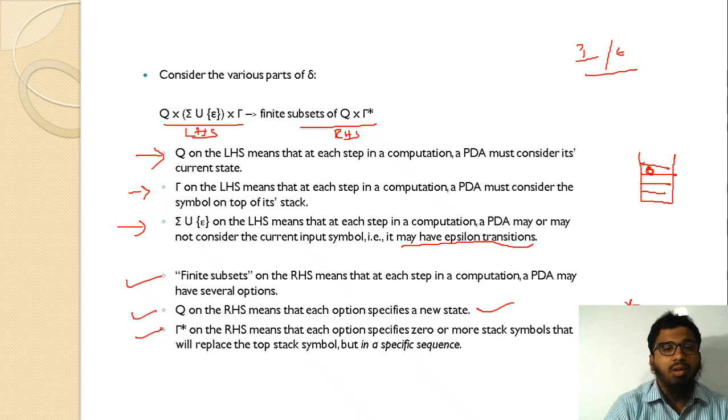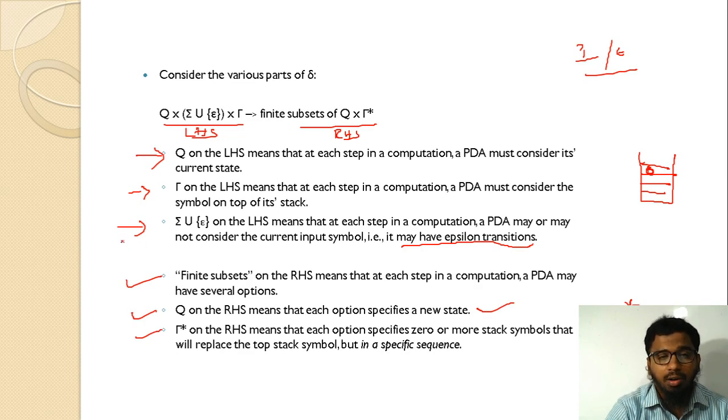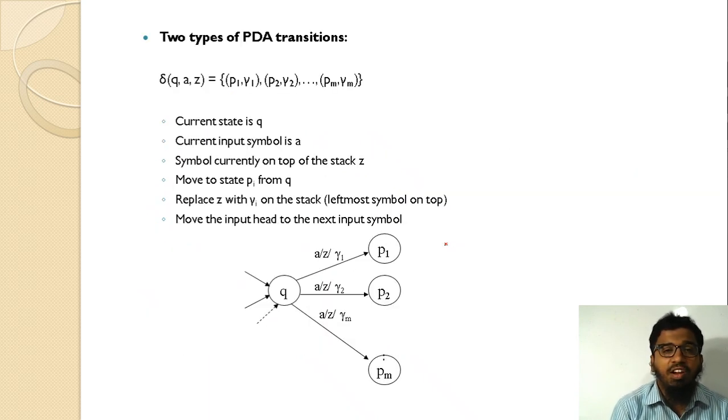So this is about the transition. Okay. As I told you about this point, we may have an input symbol sometimes, or we may have an epsilon transition. So here there are two types of PDA transition. Can you see Q, A, Z? What is this? Q is the current state, A is the current input symbol, and what is Z? Z is the symbol currently on the top of the stack. Whatever is on the top of the stack that we are considering is Z.